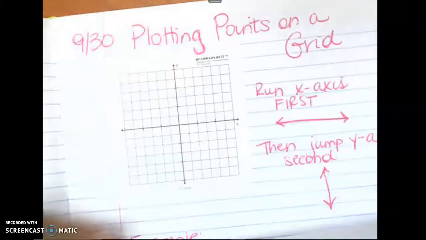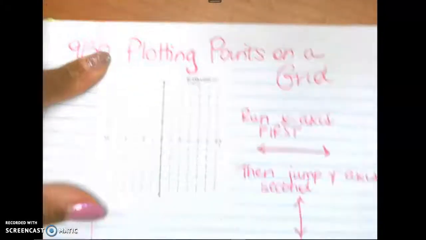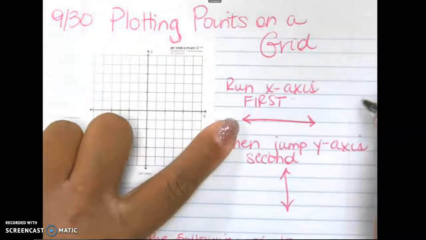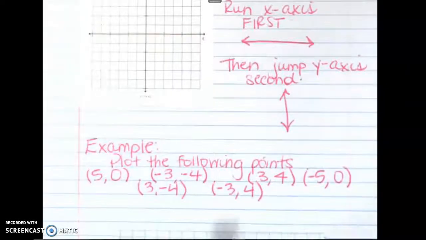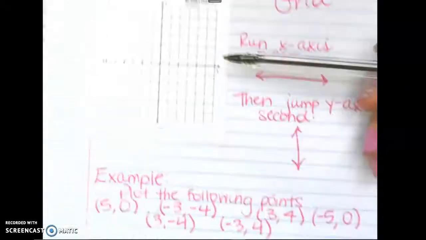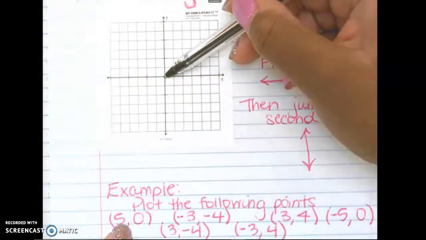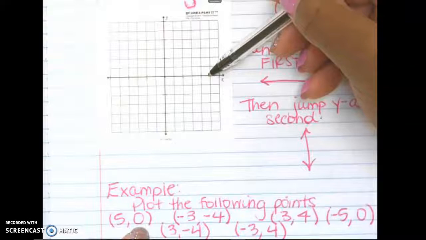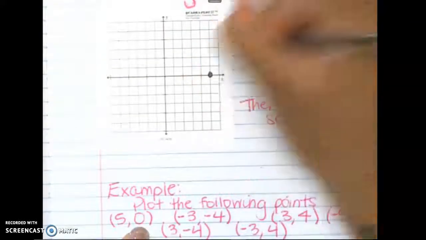Boom. Okay, now, this little sticky note was given to you in class today, and this is plotting points on a grid. So run the x-axis first, and then jump y-axis second. So, for example, plot the following points. So 5, 0. I'm going to come to my number line, and I'm going to start at the center, and then I'm going to run 5 to the right because it's positive. 1, 2, 3, 4, 5. And then 0. That means I don't jump anywhere. I just stay there, and I plot a nice dark point.